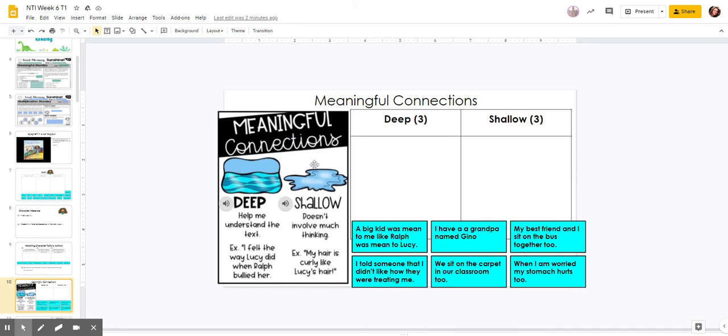But then there are also shallow connections, which are easy to come up with, but do not help you understand the story any better. An example of that could be, my hair is curly like Lucy's hair, or I'm a girl and Lucy's a girl. Though they may be true, they do not help you understand the story or the character any better. So there are 6 connections. 3 of them are deep connections, and 3 of them are shallow connections. So read the connections and drag and drop them in the correct column.